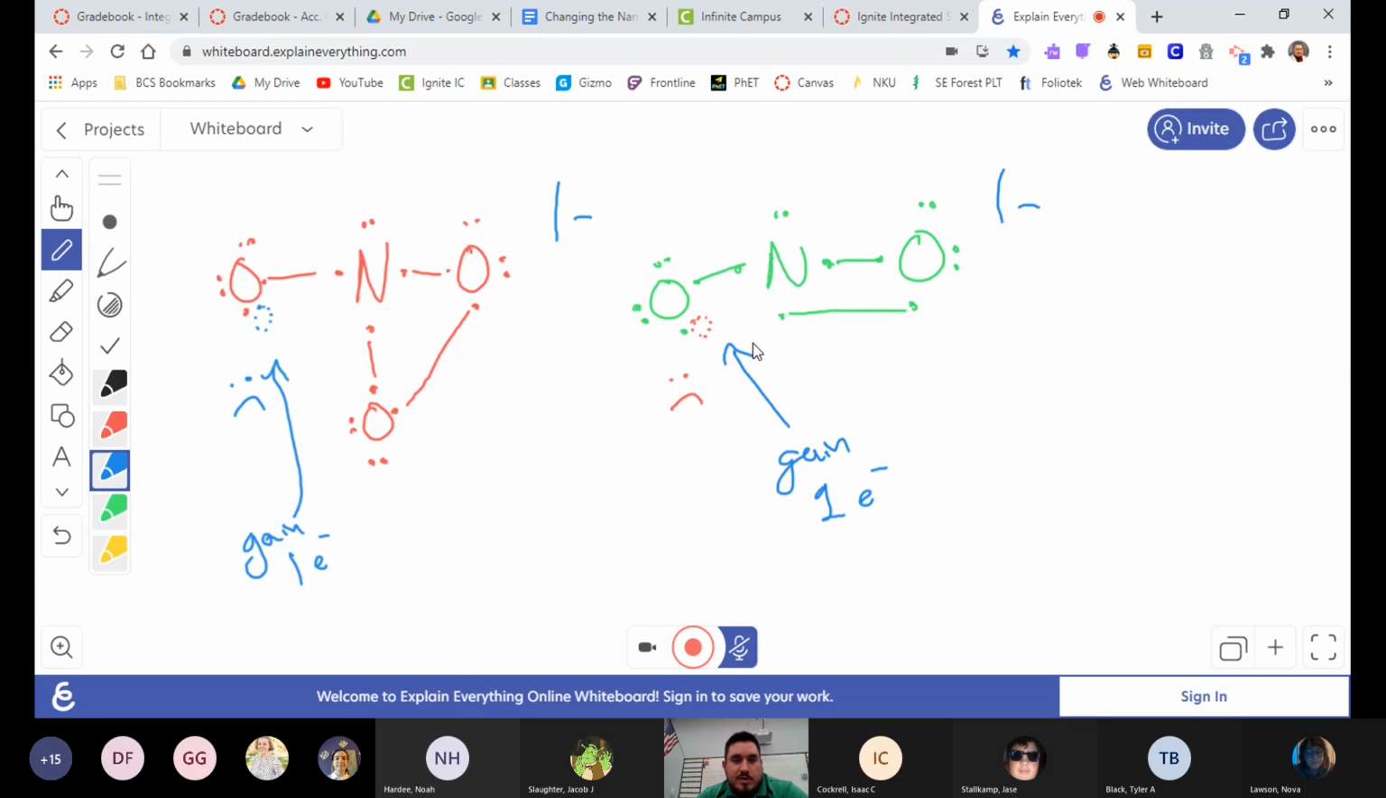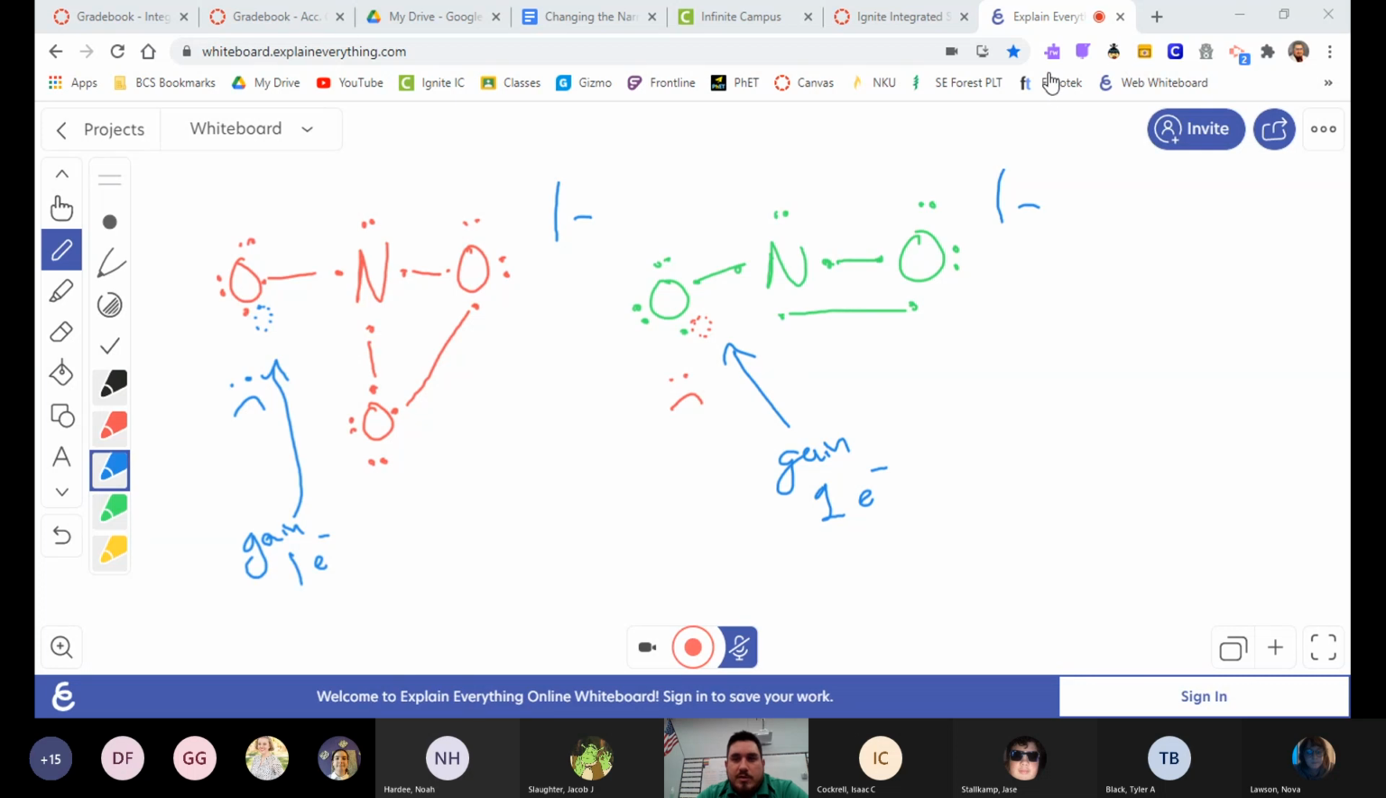All right, so does that kind of make sense why, even though you have a different number of atoms, you still have the same charge? Hopefully it does. No? All right. Cool. Good.